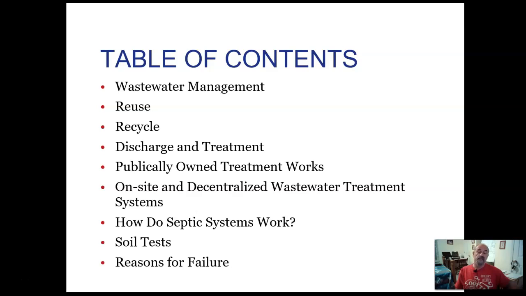So these are the things that all make up the resources of a wastewater management system. We've gone over reuse, recycle, discharge, and treatment, publicly owned treatment works versus private, on-site and decentralized wastewater treatment systems, how septic systems work, soil tests, and reasons for failure.